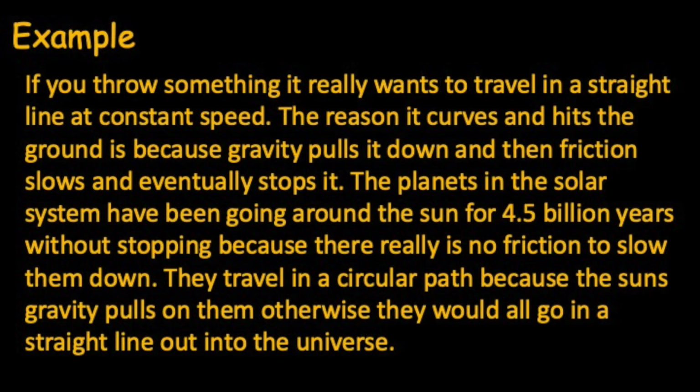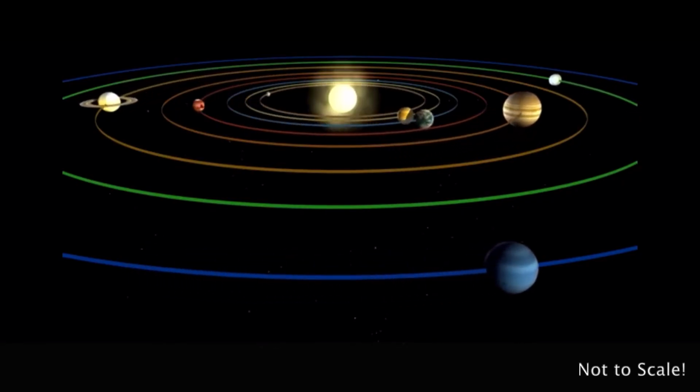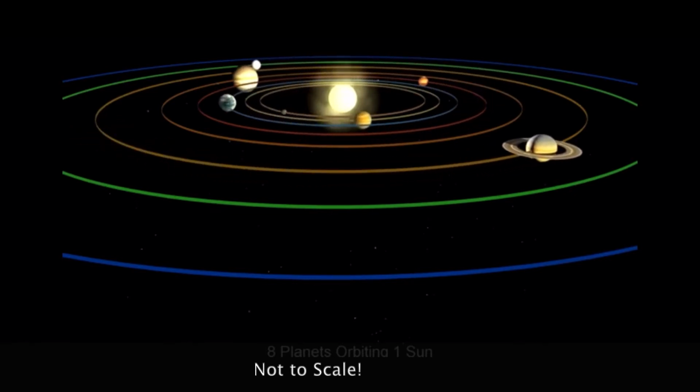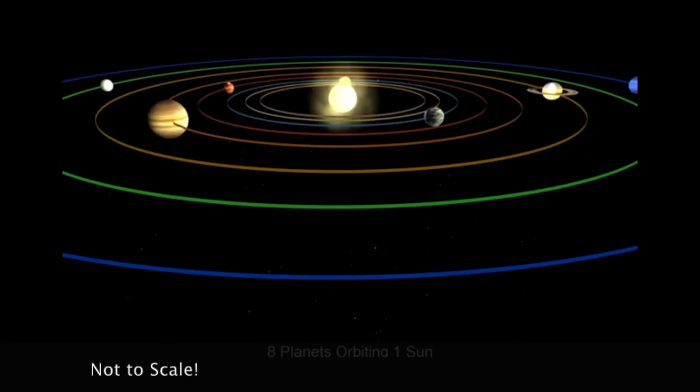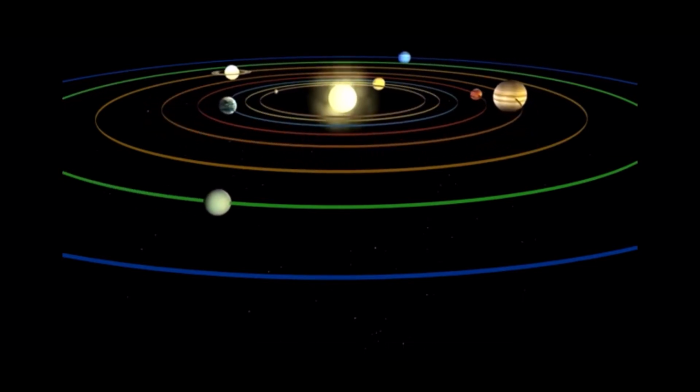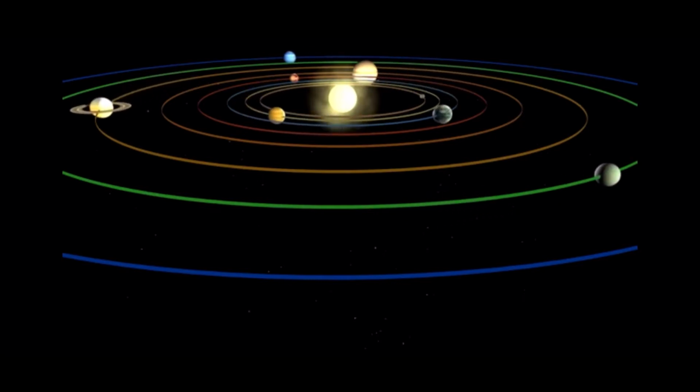It's the closest example I can give you of something that's been moving for a long time, and that's our planets. They've been going for 4.5 billion years without stopping because there is no friction to slow them down in space. They don't go in a straight line, though, because the sun's gravity pulls them into that circular path. But if the sun were to magically disappear, every planet would just go in a straight line out into the universe and never be seen again.